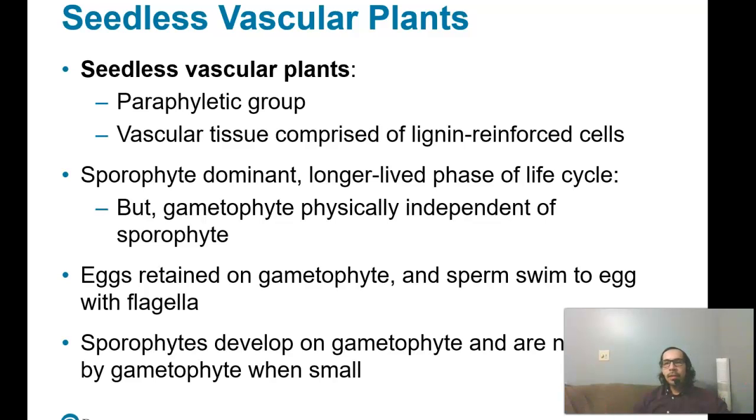In the moss, where the gametophyte is the dominant phase, the sporophyte grows on top of the gametophyte and relies on the gametophyte. Okay? So they're not independent of each other. In seedless vascular plants, the eggs are retained on the gametophyte, and then the sperm swims to the egg with flagella. So seedless vascular plants also require water to reproduce. Okay.